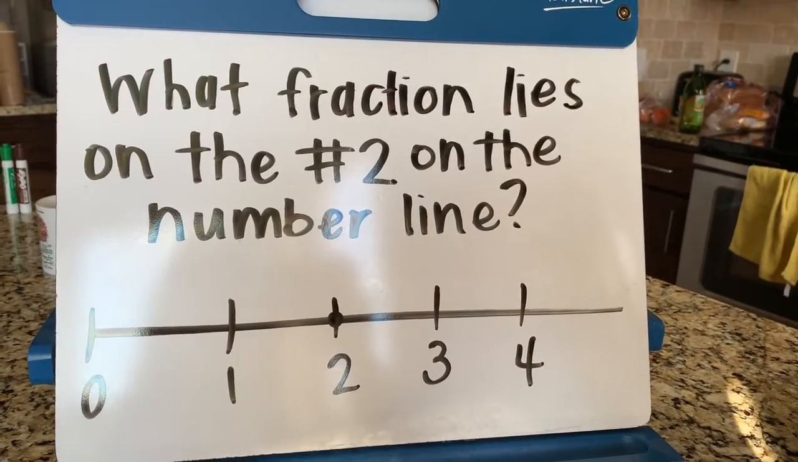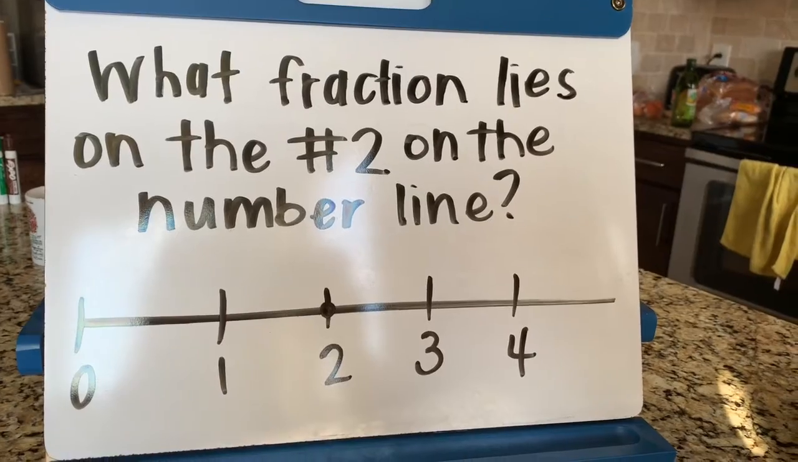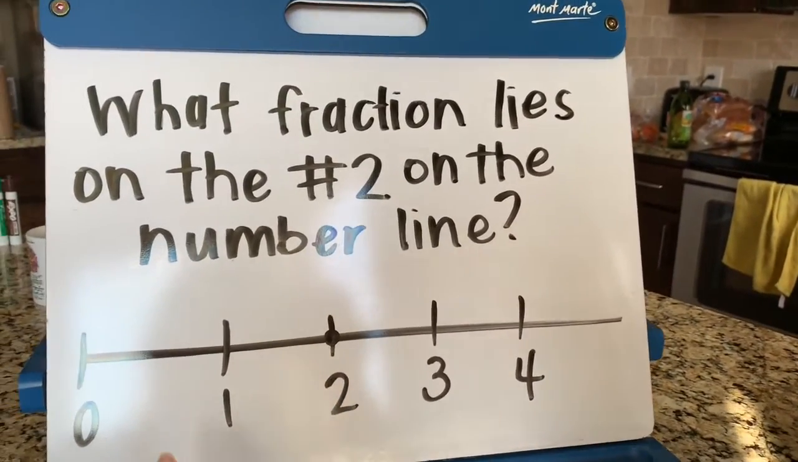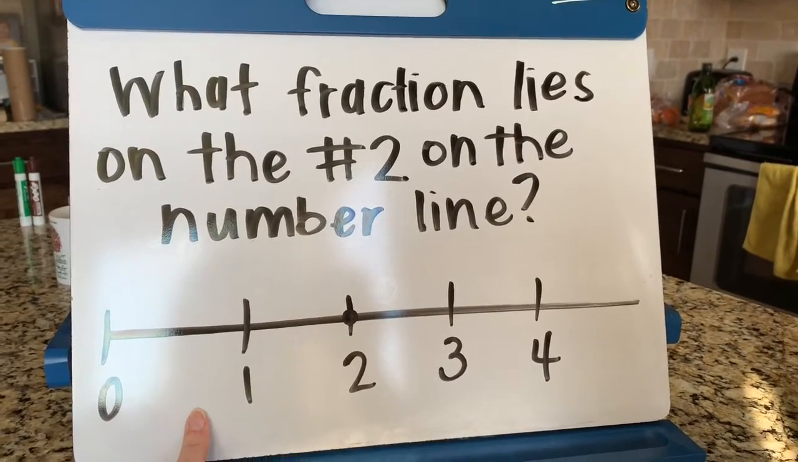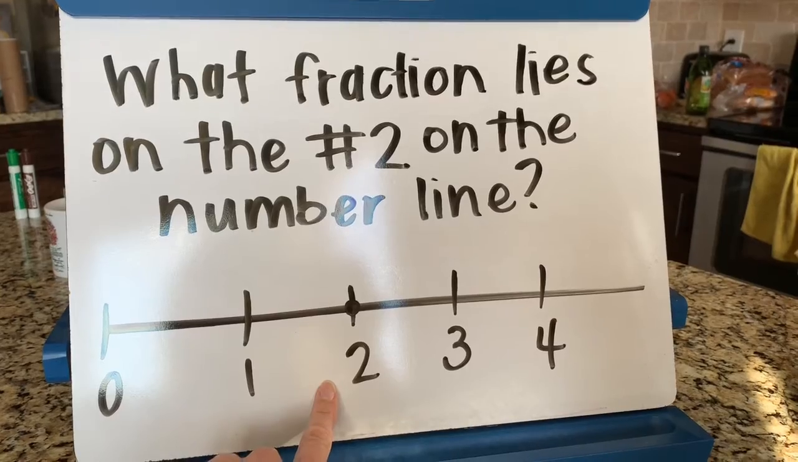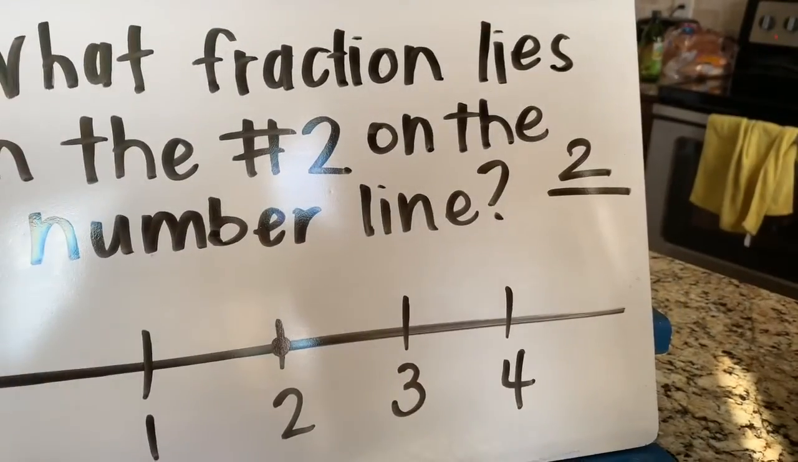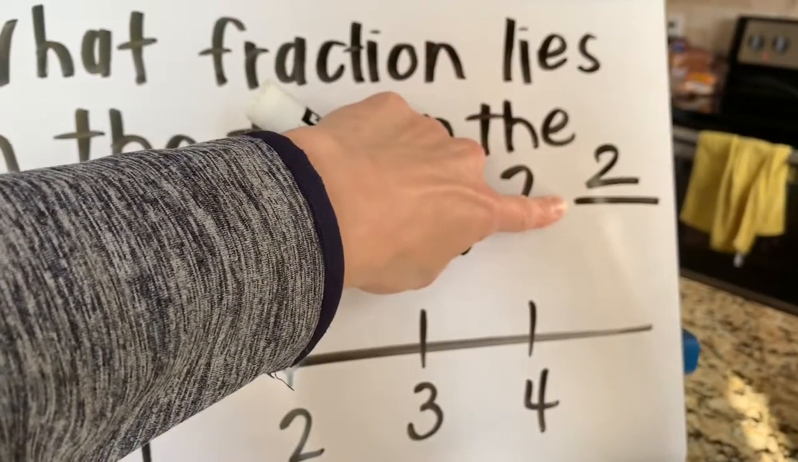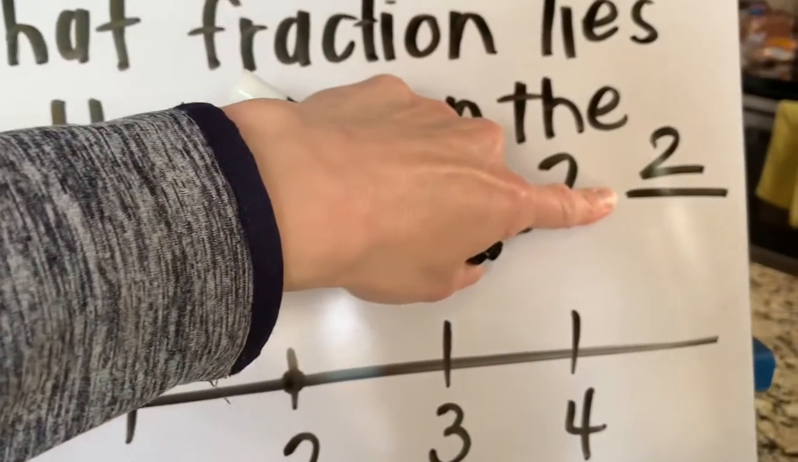This question says, what fraction lies on the number 2 on the number line? Now remember, this one's a little bit different because we are going past the first whole number. So we are not counting the spaces on this one. We do just have to remember what that fraction line means. So I'm going to take that whole number and put it on top of my fraction line. I remember that the fraction line means to divide.